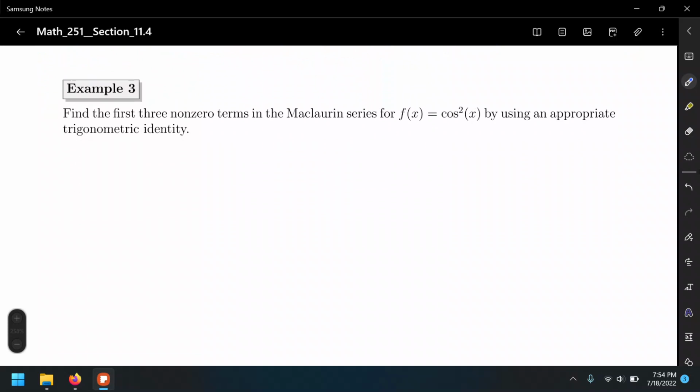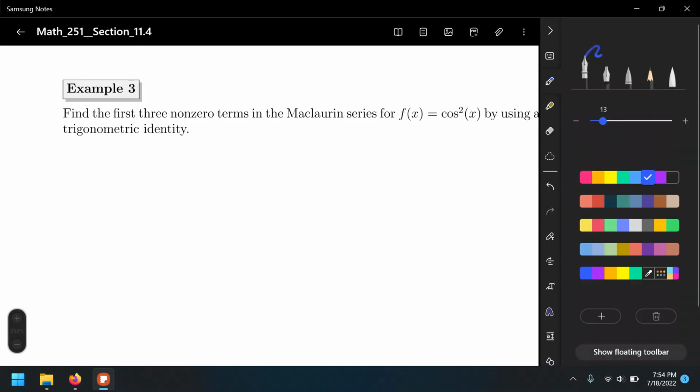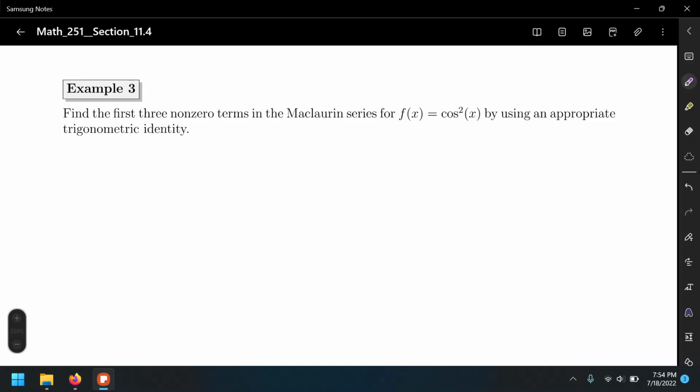Okay, so let's look at example number 3. Find the first 3 non-zero terms in the Maclaurin series for f of x equals cosine squared x by using an appropriate trigonometric identity. So there's a few strategies right here. Number one, okay, you don't need to write this if you don't want, that's fine. I'm just going to do it right here.